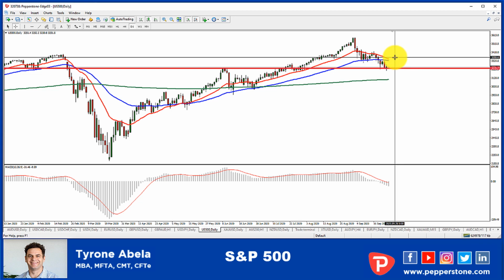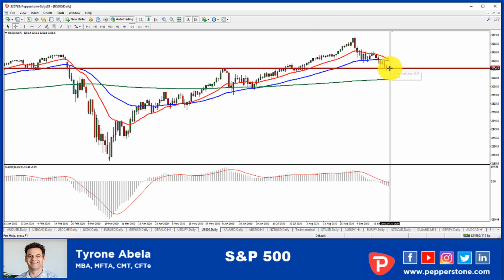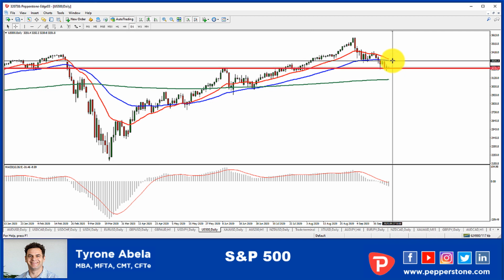If it breaks up above there, then maybe look for longs. But you could go for the smaller scalps, go for the 1 hour or even 15-minute changes of trend. Maybe take it long into these moving averages and have them as your take profit targets. So around that 3320 area, 3330.